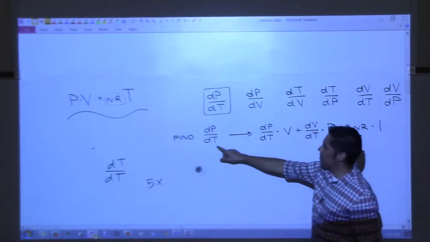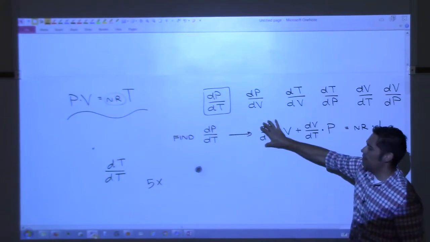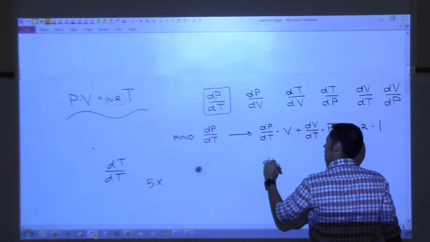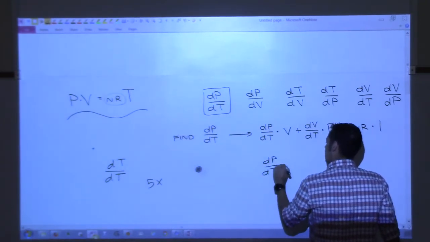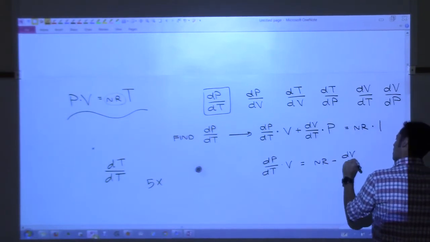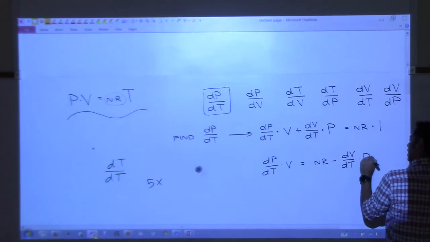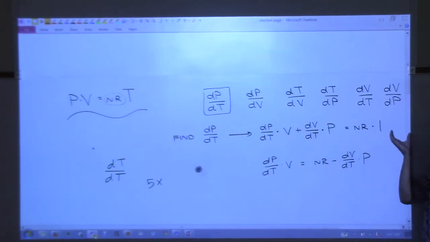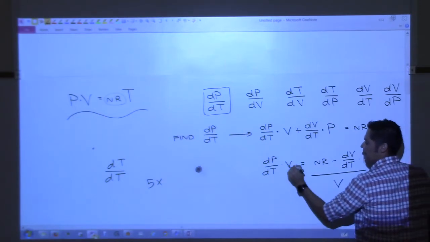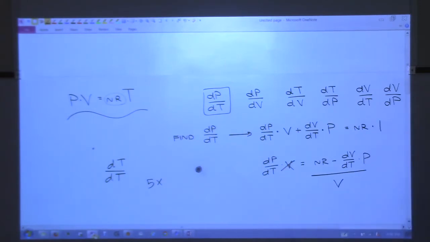Now what are we solving for? We're trying to figure out dP/dT, so I need to isolate this. So I'm going to move this to the other side. So dP/dT times V equals NR minus dV/dT times P. So I move this piece to the right side, get that. And finally, divide by V. Kill that off over there. And that's it. We're done.